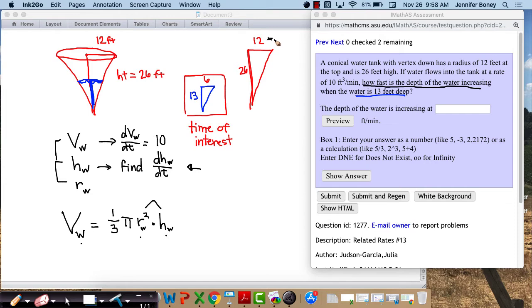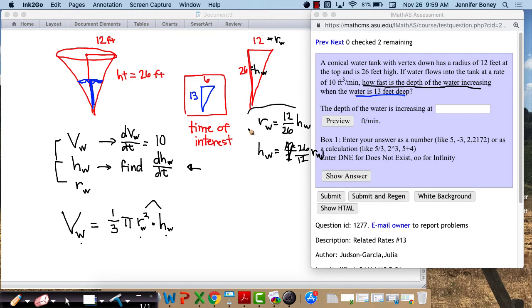Here, 12, that's a value of r of w, and 26 is the value of h of w. That would be tank full height. But I could say that the radius is smaller than the height. It's 12/26 of the height, and you could reduce 12/26 at any point in time. Or I could say that the height is 26/12, sorry, of the radius.